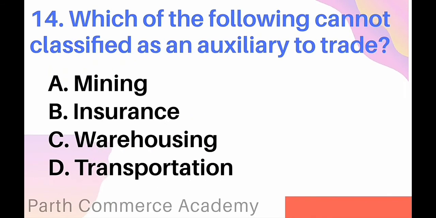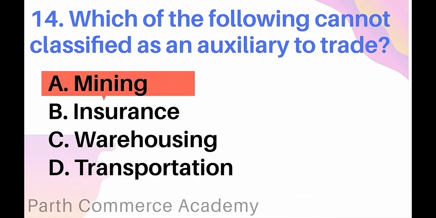Next is, which of the following cannot be classified as an auxiliary to trade? This is a negative question. We have to find out which is not. Options are like this: mining, insurance, warehousing, and transportation. So here we know that mining is a part of primary industry. It is not an auxiliary to trade. So that's why the answer is option A, mining.